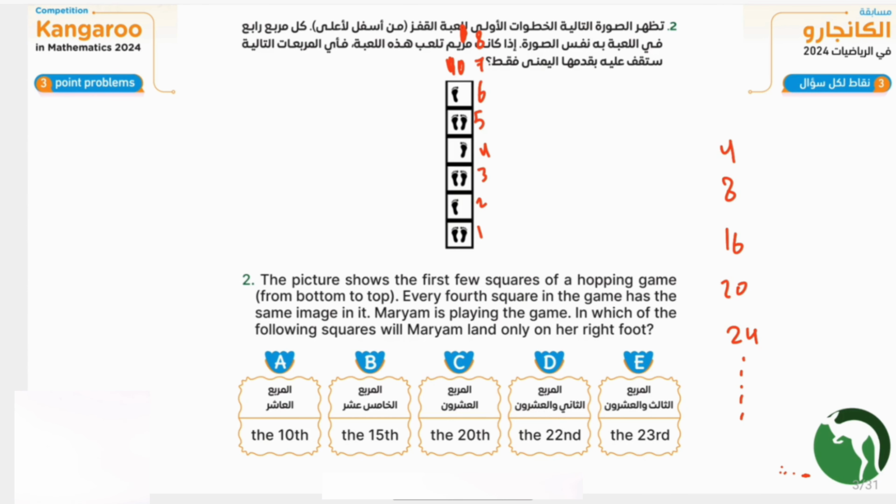So now let's check the answers and see if one of them is one of the multiples of 4. Is 10 one of the multiples of 4? No, so A is not the correct answer. What about 15? Also not a multiple of 4, so this one is also not correct. What about 20? 20 is a multiple of 4, so C is the correct answer.